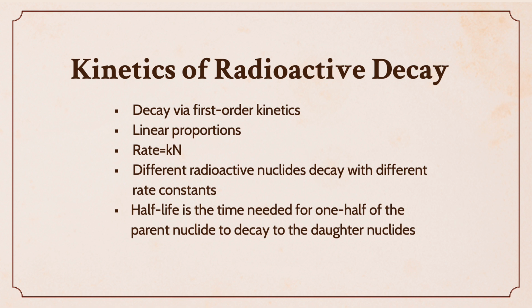Different radioactive nuclides decay with different rate constants, meaning that if they have a larger rate constant, they will decay quickly, and if they have a smaller rate constant, they will decay slowly.